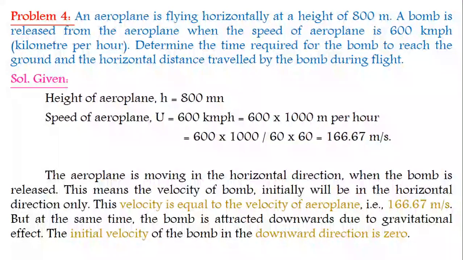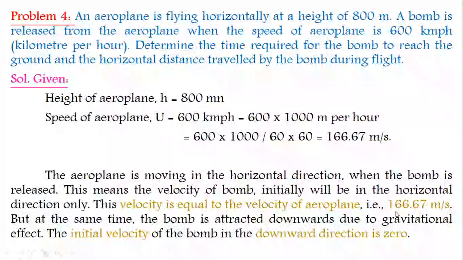Now the aeroplane is moving in the horizontal direction when the bomb is released. This means the initial velocity of the bomb will be in the horizontal direction only. After that, it will come downward with the help of gravitational force. The velocity of the bomb in the horizontal direction is equal to the aeroplane's velocity, obviously.